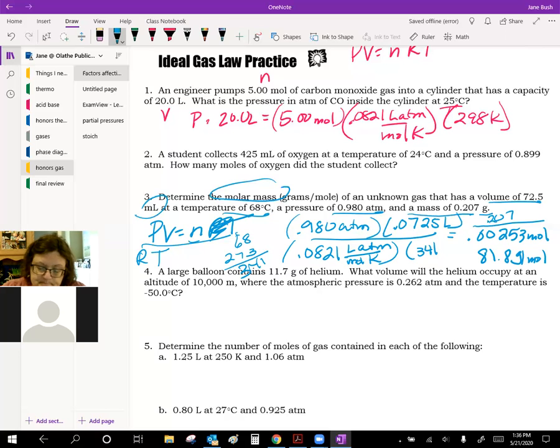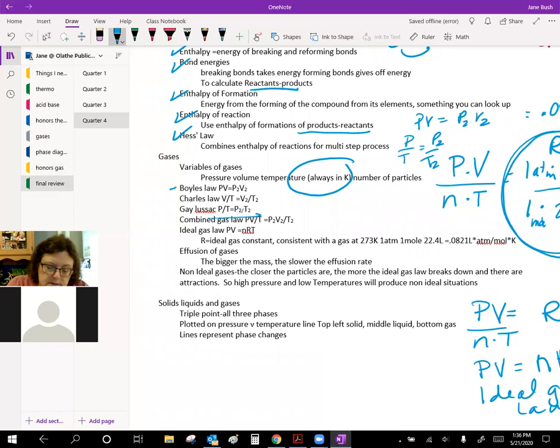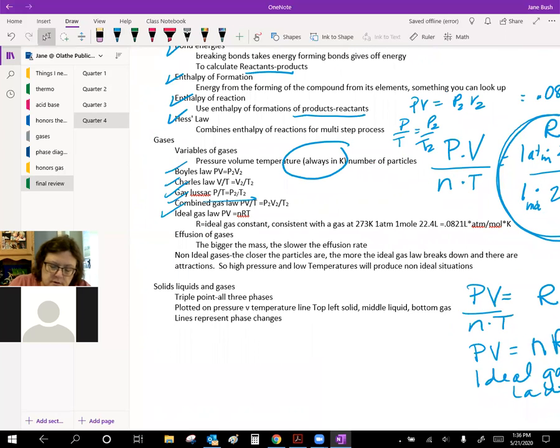Okay. Questions about gas laws? Nope. We talked about gas laws and the ideal gas law. Okay. Oh, I didn't put Dalton's law of partial pressure on here.